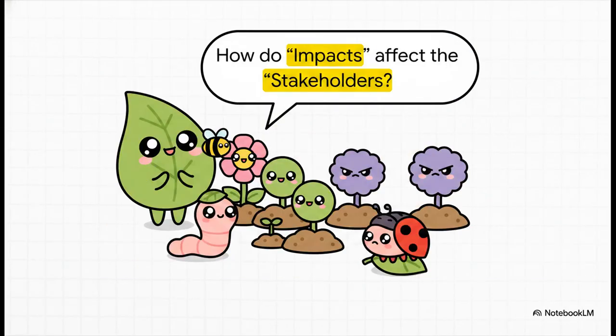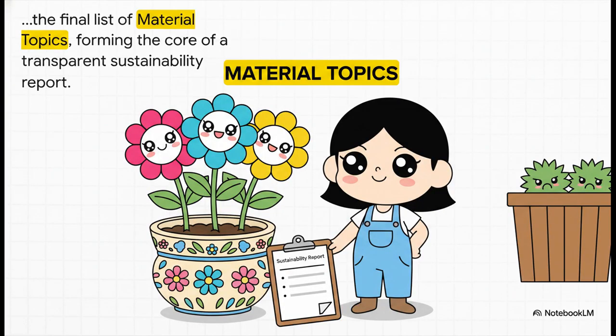And those impacts are understood based on how they affect stakeholders. That understanding is what allows the organization to sort through everything and prioritize them into the final list of material topics, which becomes the core of a credible, transparent sustainability report. You see that? It's a perfect, logical flow from process all the way to outcome.